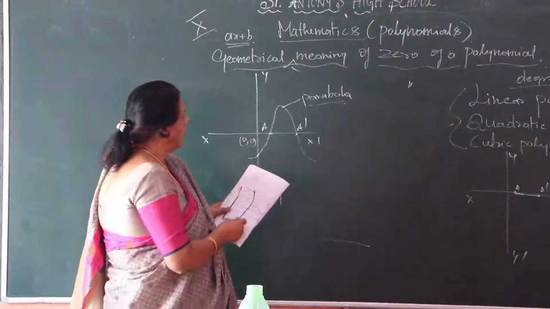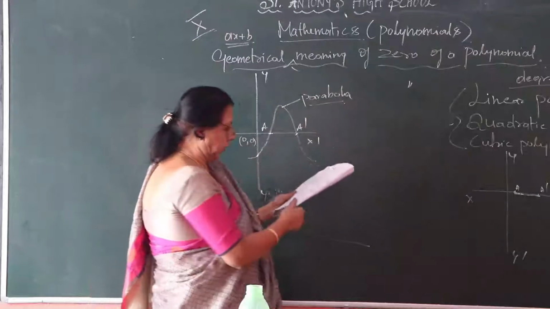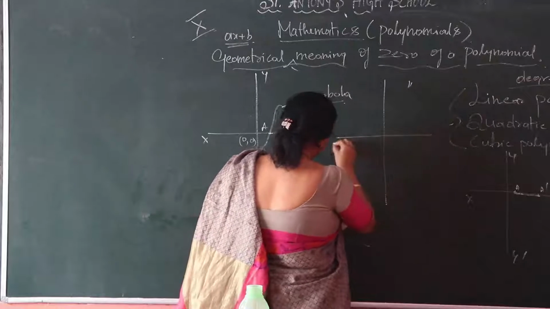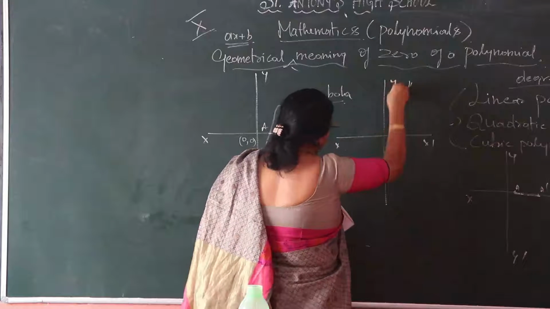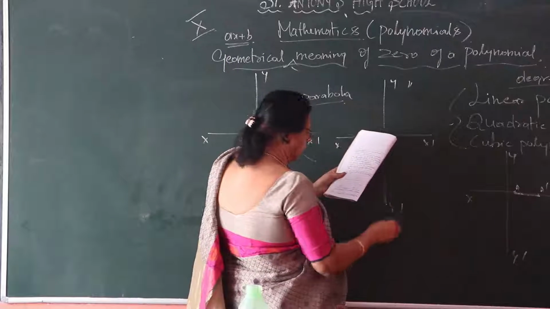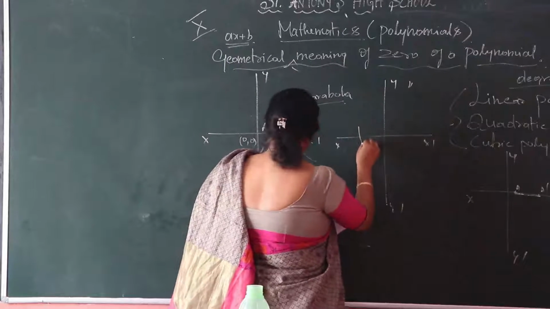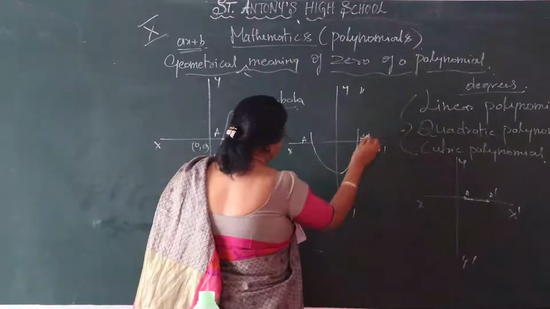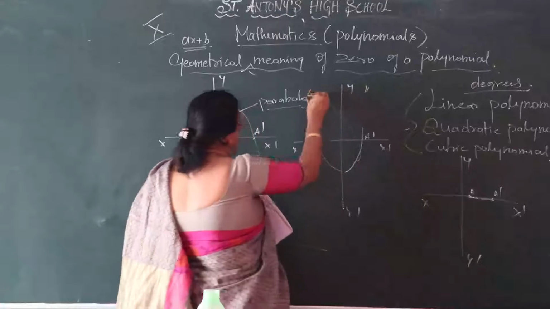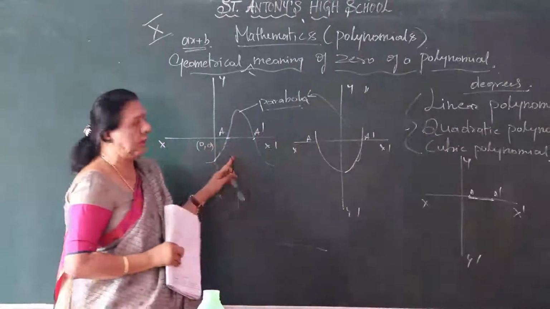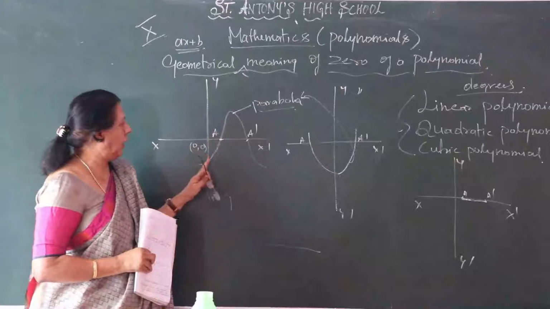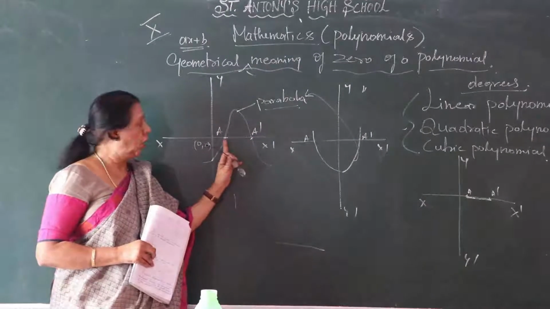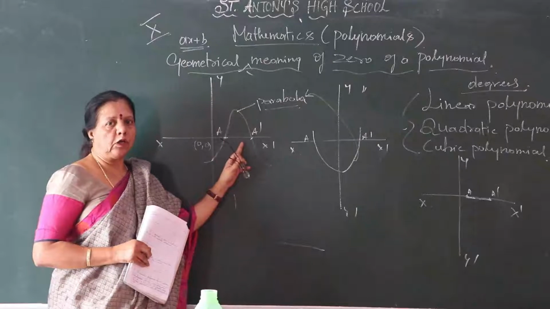So, another one. Look at the board. Another graph. X and X dash, Y and Y dash. So here also, see, a reverse of U. This is A, this is A dash. This is also a parabola. This is the first case given in your textbook. See, one is a parabola, A and A dash. How many zeros are there here? 2 zeros. Got it, children?